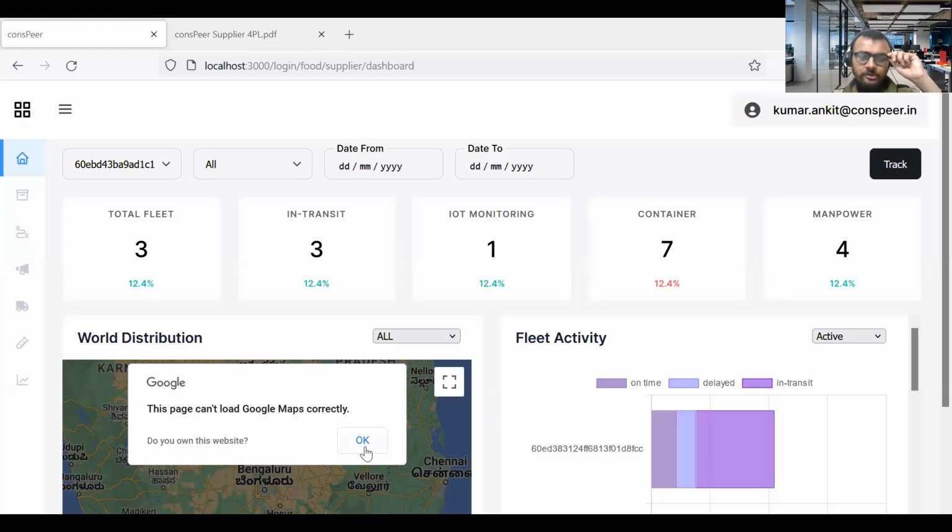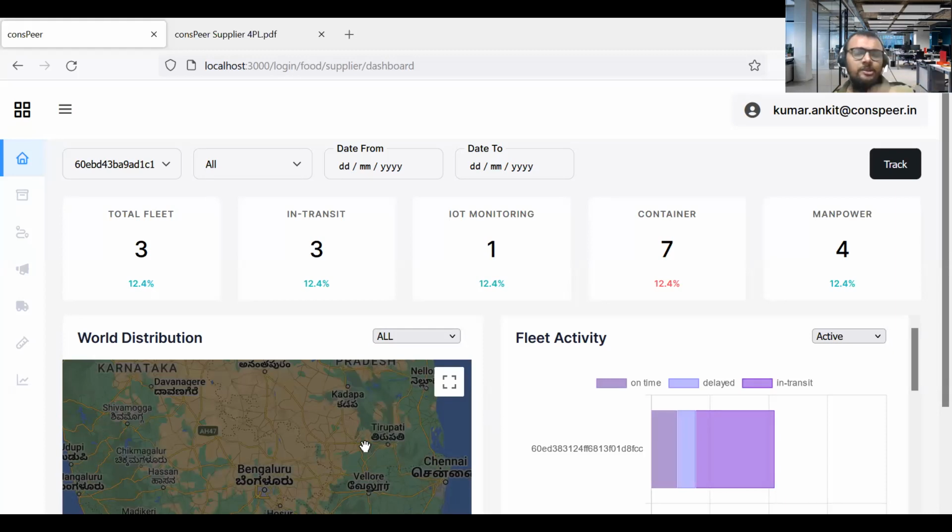So today, here, this is the most important part of a supply chain of any unit, any management system. So we are here showing you how things are going.